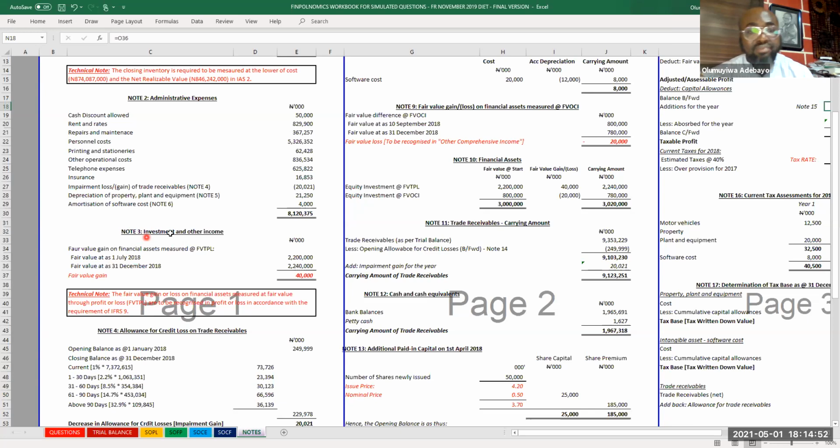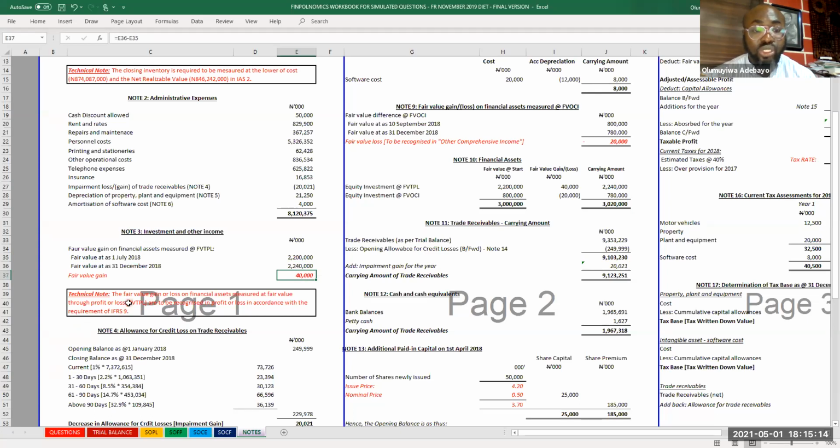Okay, see where I have my investment income. My financial, the fair value gain or loss of my financial assets. The fair value on 1st of July was 2.2 million. And the fair value as at end of the year, December 2018, was 2.24 million. The difference is 40 million.